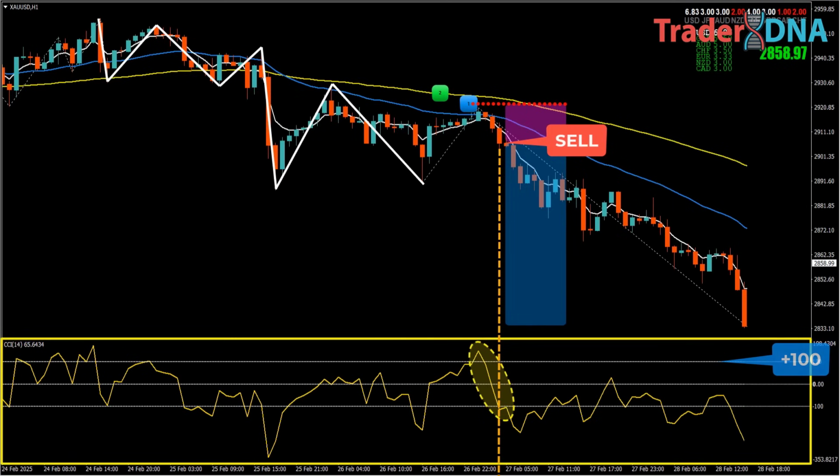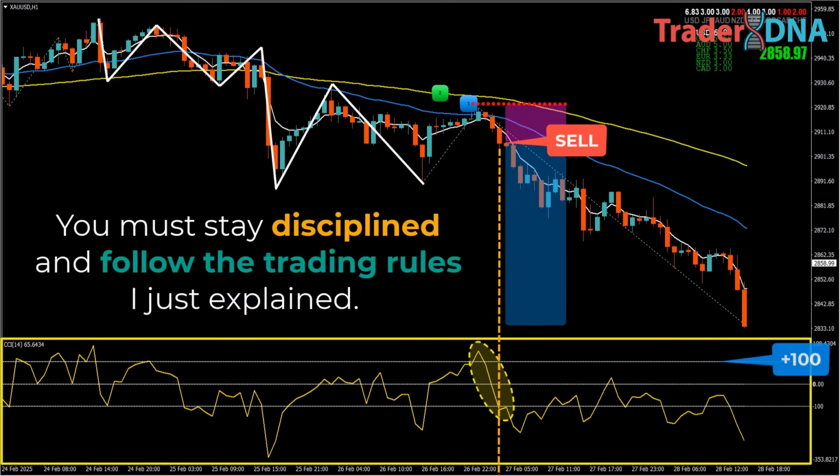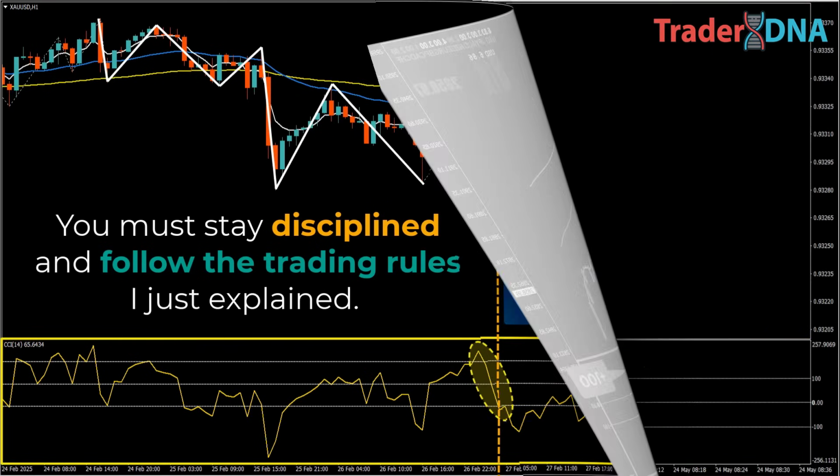Simple, right? Yes, it's straightforward, but here's the catch. You must stay disciplined and follow the trading rules I just explained. Now, here's something critical. These high probability entry signals don't appear often, and that's exactly why this strategy is so powerful. It filters out weak setups, focusing only on trades with huge profit potential. This is the kind of signal that institutional traders love. Why? Because it keeps trading simple. They don't need to chase the market every second, but when a signal does appear, it delivers big, high reward opportunities.